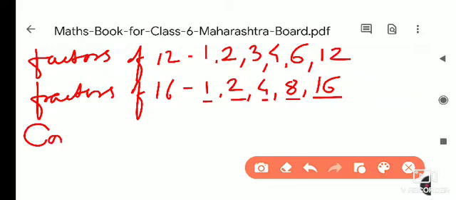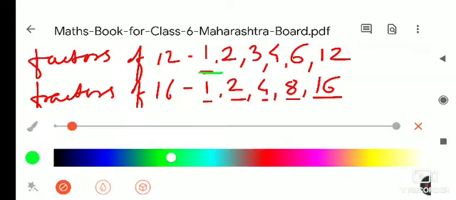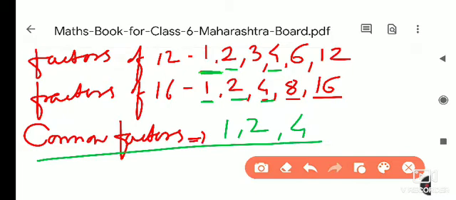Now we have to find the common factors. Which are the common factors here? The first common factor is 1. The next common factor is 2. The next common factor is 4. After this 4, there is no other common factor between the factors of 12 and 16. So in this way we have to find the factors of 12 and 16.